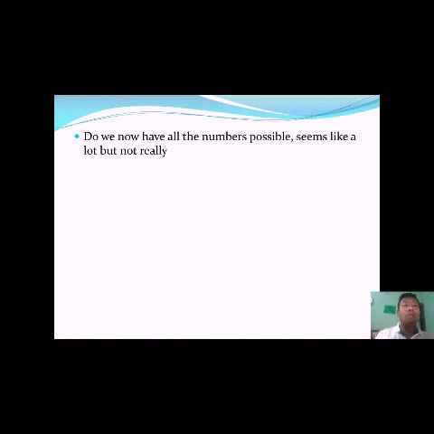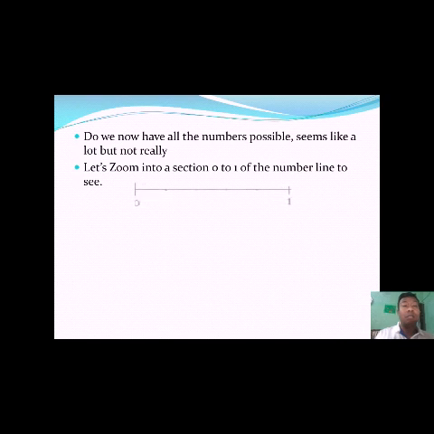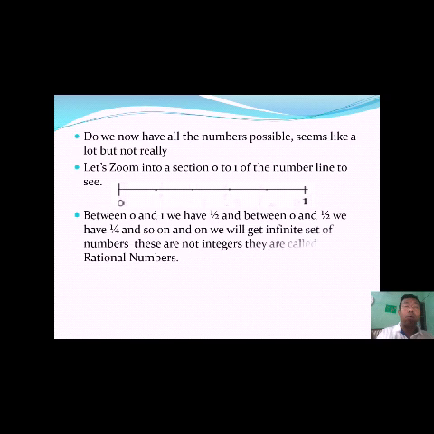Do we now have all the numbers possible? Seems like a lot, but not really. Let's zoom into the section 0 to 1 of the number line to see. Between 0 and 1, we have 1 by 2, that is half. And between 0 and 1 by 2, we have 1 by 4, and so on. We will get an infinite set of numbers. These are not integers. They are called rational numbers.